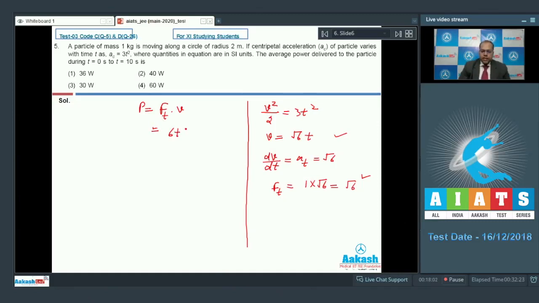In the question it is asked, what is the average power delivered to the particle during t equal to 0 to t equal to 10 seconds. Since P is directly proportional to t, it is a linear relationship between power and time. So average power can be written as P initial at t equal to 0, that is 0, plus P at t equal to 10 second, that is 60, divided by 2. It comes out to be 30 watt. So option 3 is the correct answer. The correct answer for question number 5 is option 3. Let's move to question number 6.